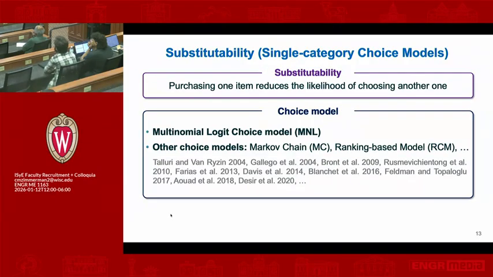And there are also some very important extensions of the MNL model that could be suitable for different specific settings. For example, the Markov chain choice model or the ranking-based choice model. I would be more than happy to tell you more about the details of those single category choice models offline, but for now let's just keep in mind that MNL is a special case of the Markov chain model, and the Markov chain model is a special case of the ranking-based choice model, because we will use it as part of our multi-category choice model later.